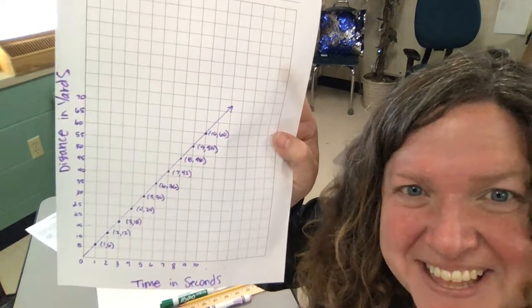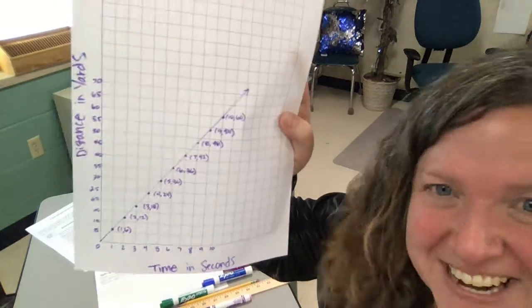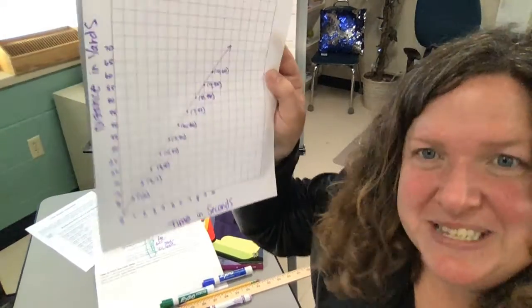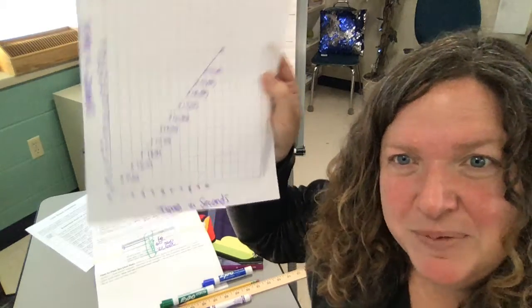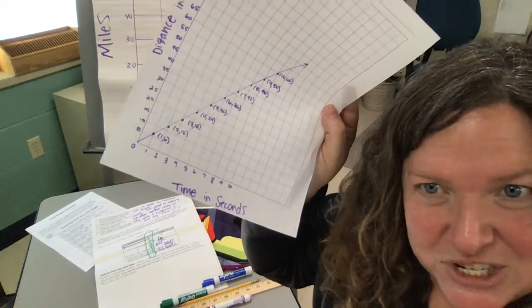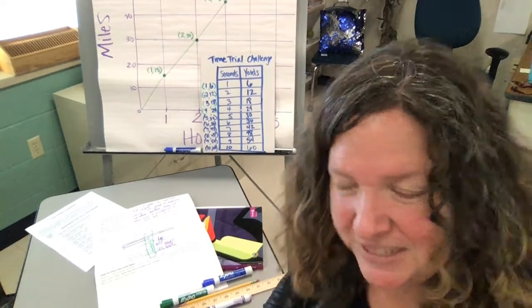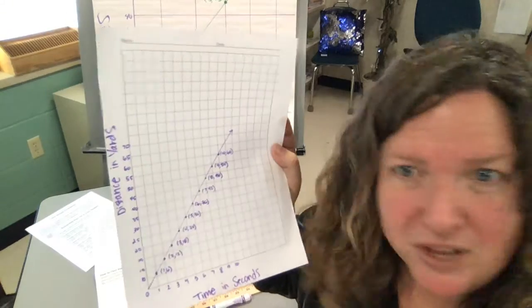All right, there it is. The last thing we need is our title. This has to tell us what we're looking at. Right now, we only see that something is going in seconds and something is going in yards. If I gave this to anybody who hadn't watched this video, they would have no idea what this graph was about, aside from it was something moving at a certain speed. That's all they would know.